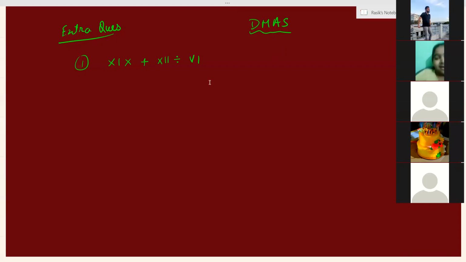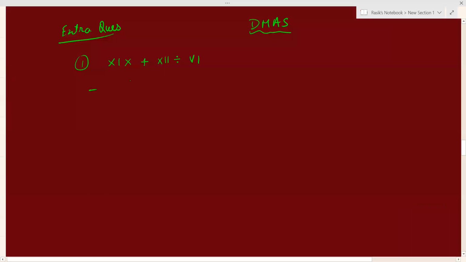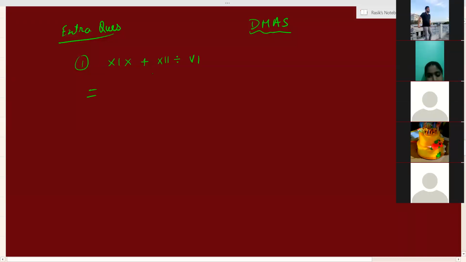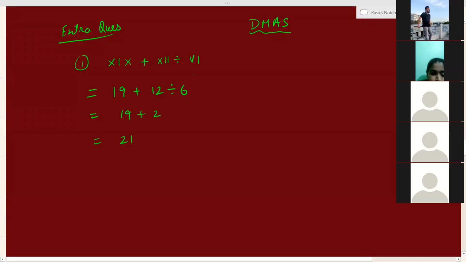Okay, time up. So I am telling you the answer. Most of you have given the correct answer. Very good. 19 plus 12 divided by 6. Pehle division hoga beta, theek hai? 12 divided by 6 is 2. 19 plus 2 is 21. 21 is the answer.